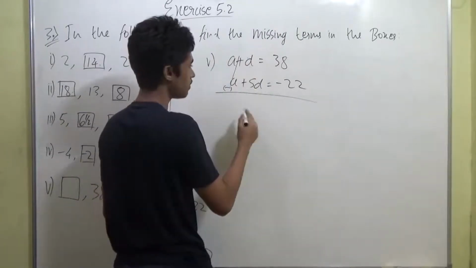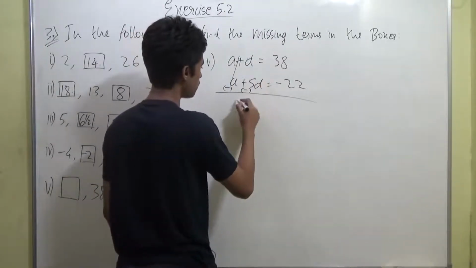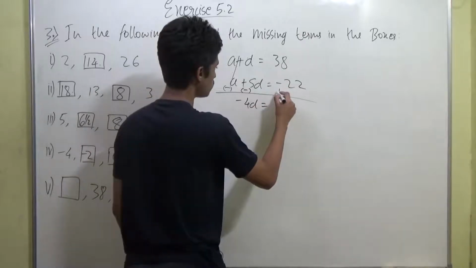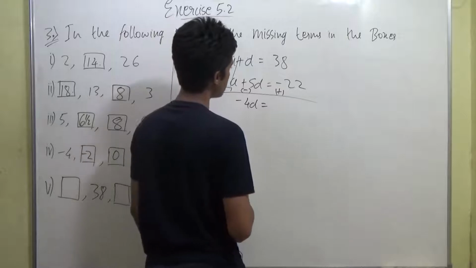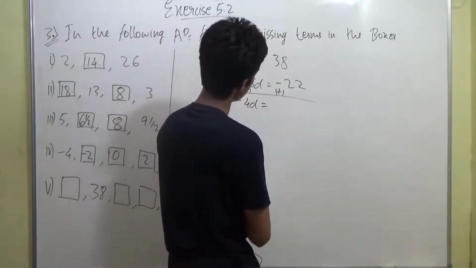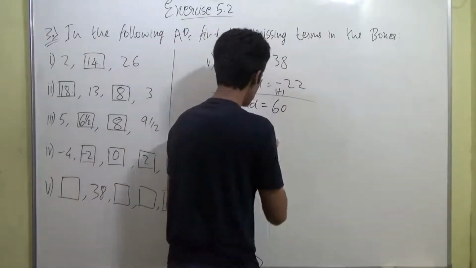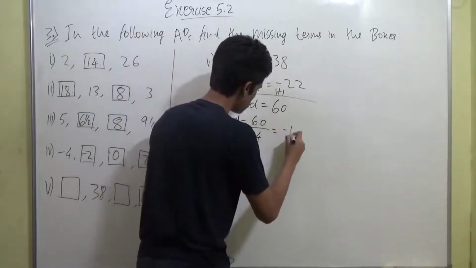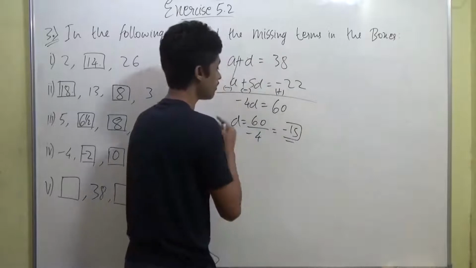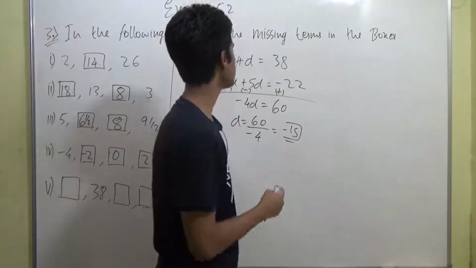Now let's do the subtraction here. Elimination method. a and a will get cancelled. If you do minus a, it will become minus 4d equal to, this minus will become plus, it will become 60. Yeah, it will become 60. So d will become equal to 60 by minus 4, nothing but equal to minus 15. Okay, guys, so the value of d is minus 15. Now let's find the value of a.